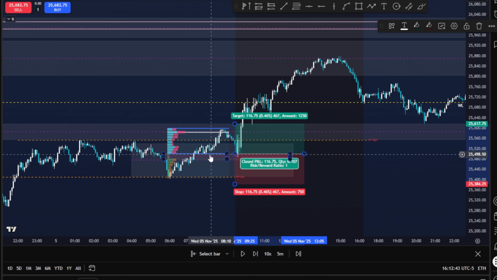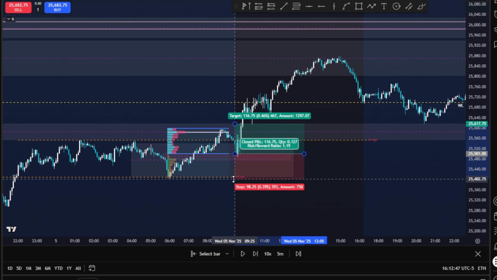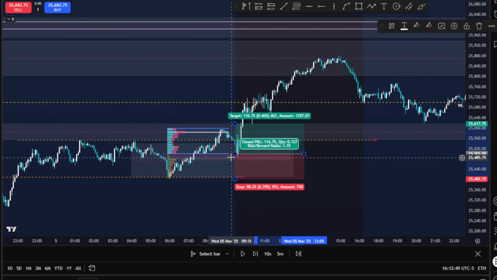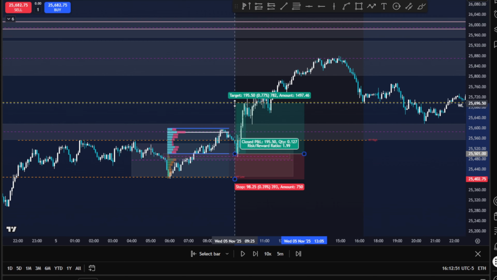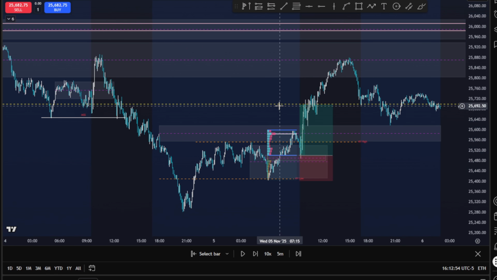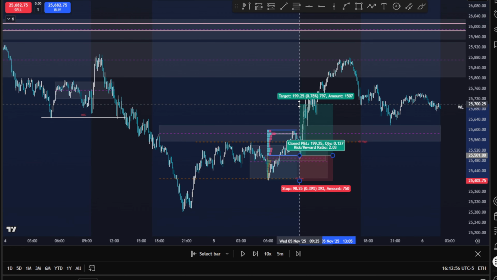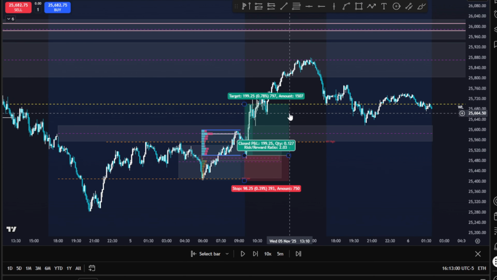These equal lows also got their internal liquidity swept as well. So it's all fractal. You have a bigger picture sweep, you look for an internal sweep as well, and then you target 2RR. We can target the previous weekly low, this yellow line. We can target this, and this will be our 2RR trade.